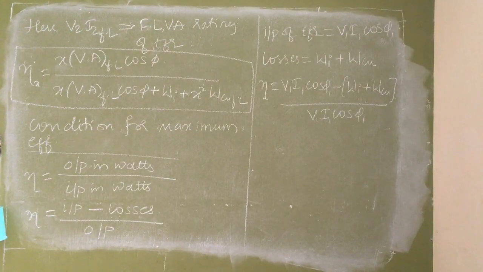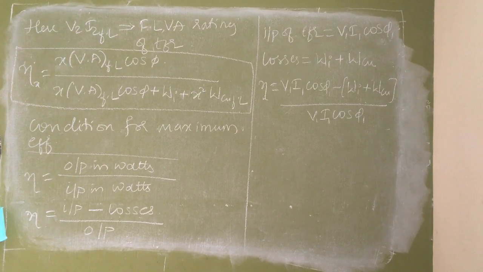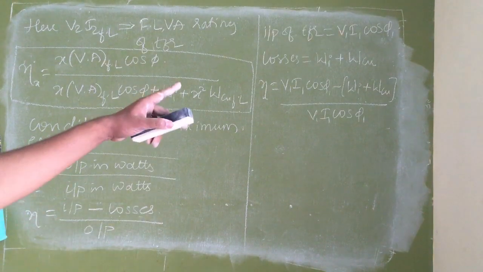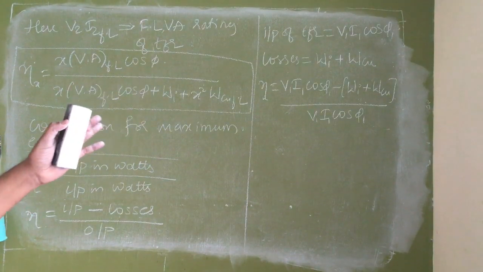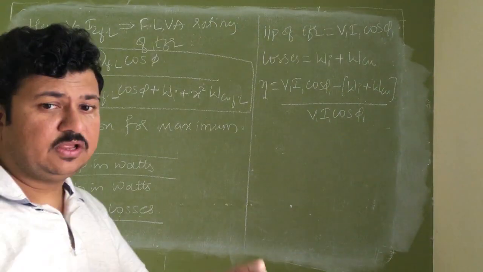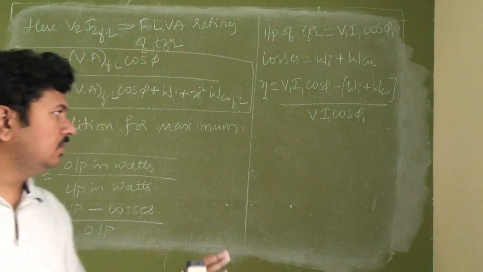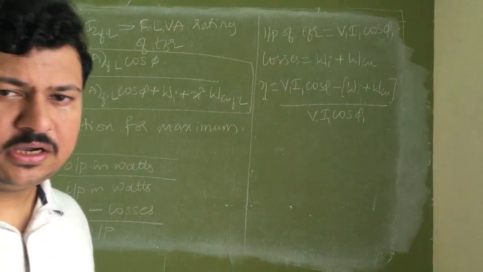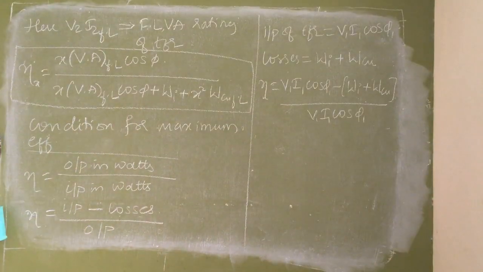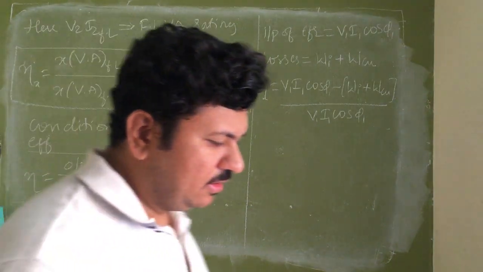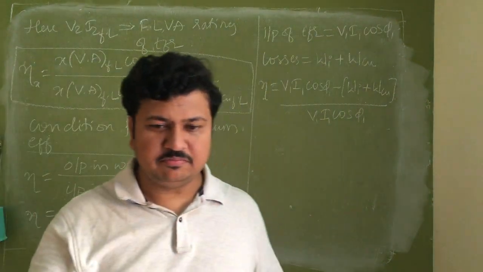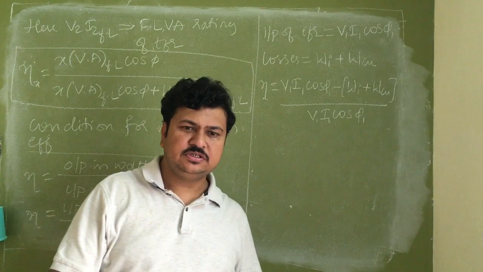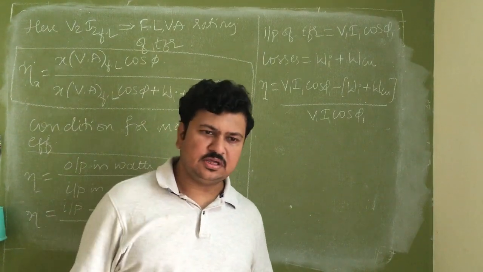Upon V1 I1 cos phi 1. So this is not at full load or at any load, it is general at any load. Maximum efficiency of a transformer is not obtained at full load condition. There is a misconception among many people that when the load is maximum, the efficiency is also maximum, but it is not the case.